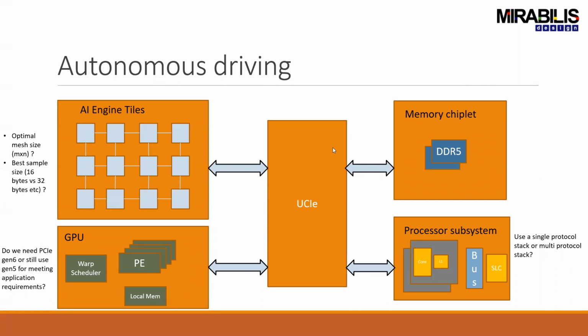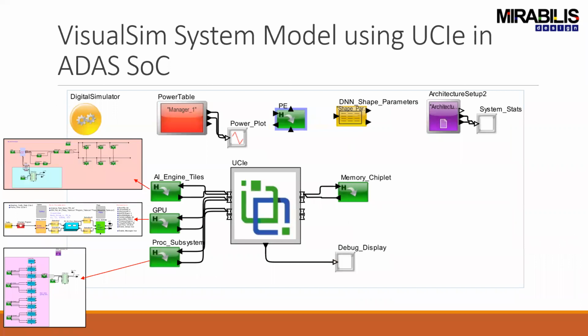So if you look at it, there are design issues within the dies, and then there are design issues around the UCIe interface. So what we do is we build a model in VisualSim using these different components. For example, over here you can see I've got the AI, GPU, and processor subsystems connected to the memory chiplet, with a UCIe backplane. These are hierarchical blocks, so you can see the inside details. That's a deep neural net, that's a GPU subsystem, and then you can see a 4-core processor subsystem over here as well.